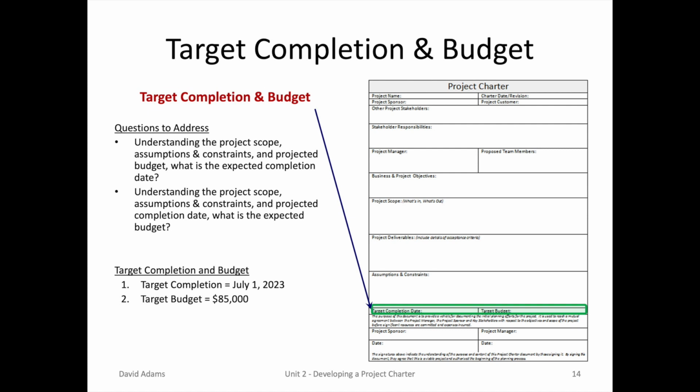The next section is extremely important, the target completion and budget. You will learn from the project sponsor when the project is supposed to be done and how much money you need to spend. In some cases, it may be pulling from a hat as far as what they think the date would be and what the budget could be. Until you do the work breakdown structure, you really don't know, but at least you have the parameter that is set.